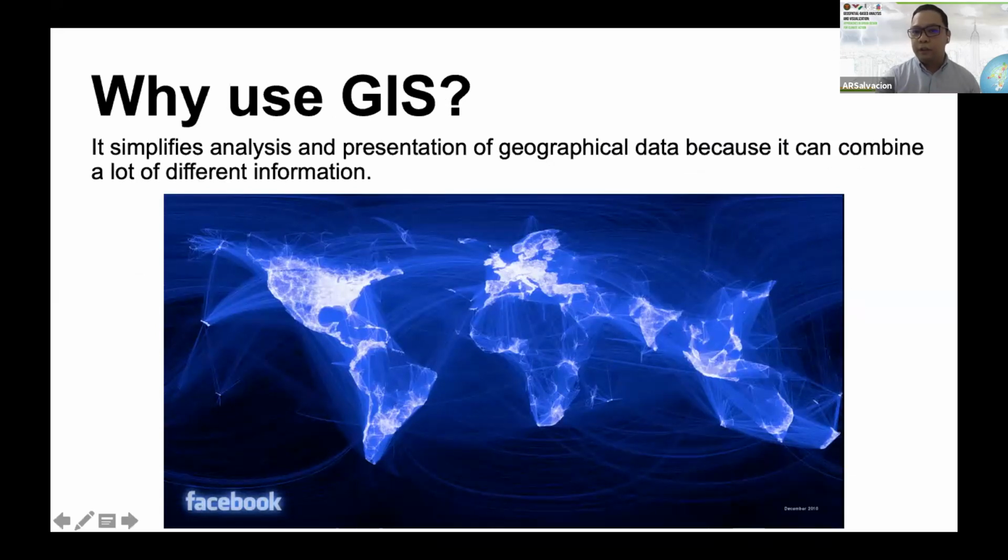Another thing you can do with GIS is simplify presentation, like this one. I think this is the Facebook data for 2010, but just by putting it on the map, you could see the connections between people and between countries, which countries have lots of users, which don't have lots of users, and so on and so forth.